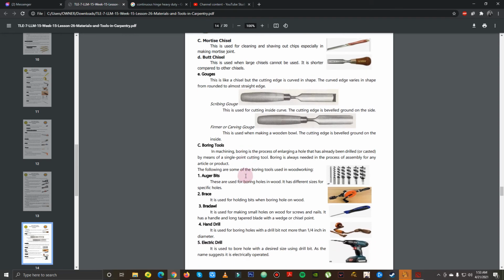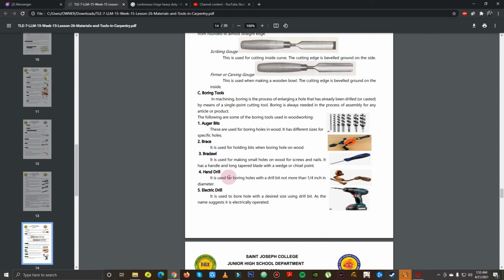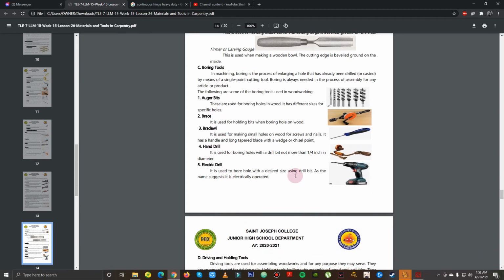Not boring, but boring, like sticking the metal inside. First is the auger bits, two is brace, three is bradawl, four is hand drill, and electric drill. The only convenient one here is the electric drill. Thus, it only uses electricity without any force by a human.